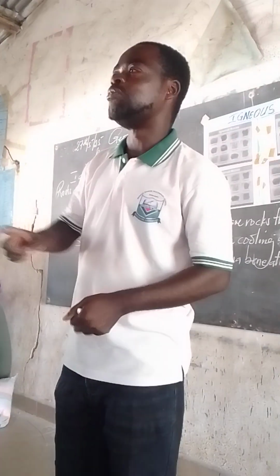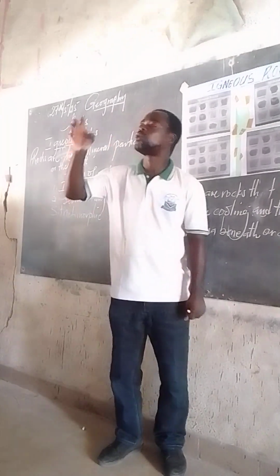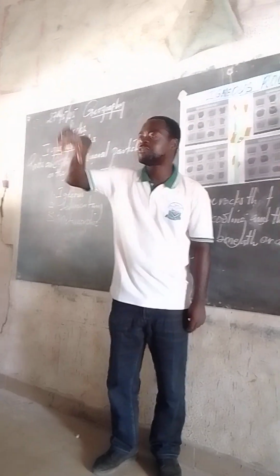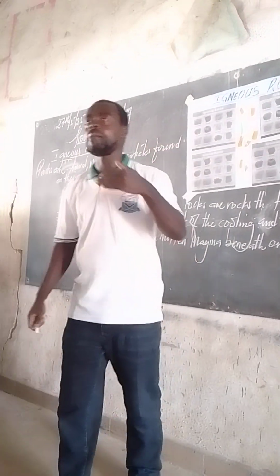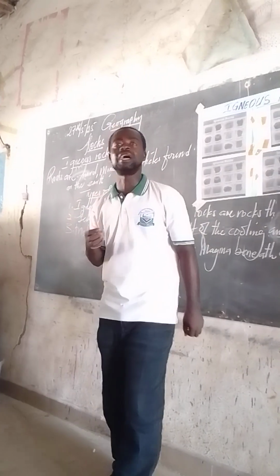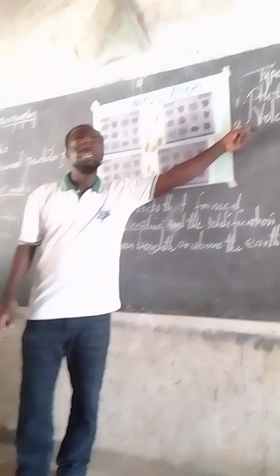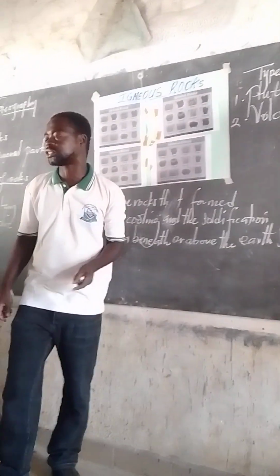She said volcanic rocks are rocks formed when the molten magma cools and solidifies above the earth's surface. So the cooling and the solidification of the molten magma above the earth's surface lead to what we call the formation of volcanic or extrusive igneous rock. Do we get that, class? Let's move on now.